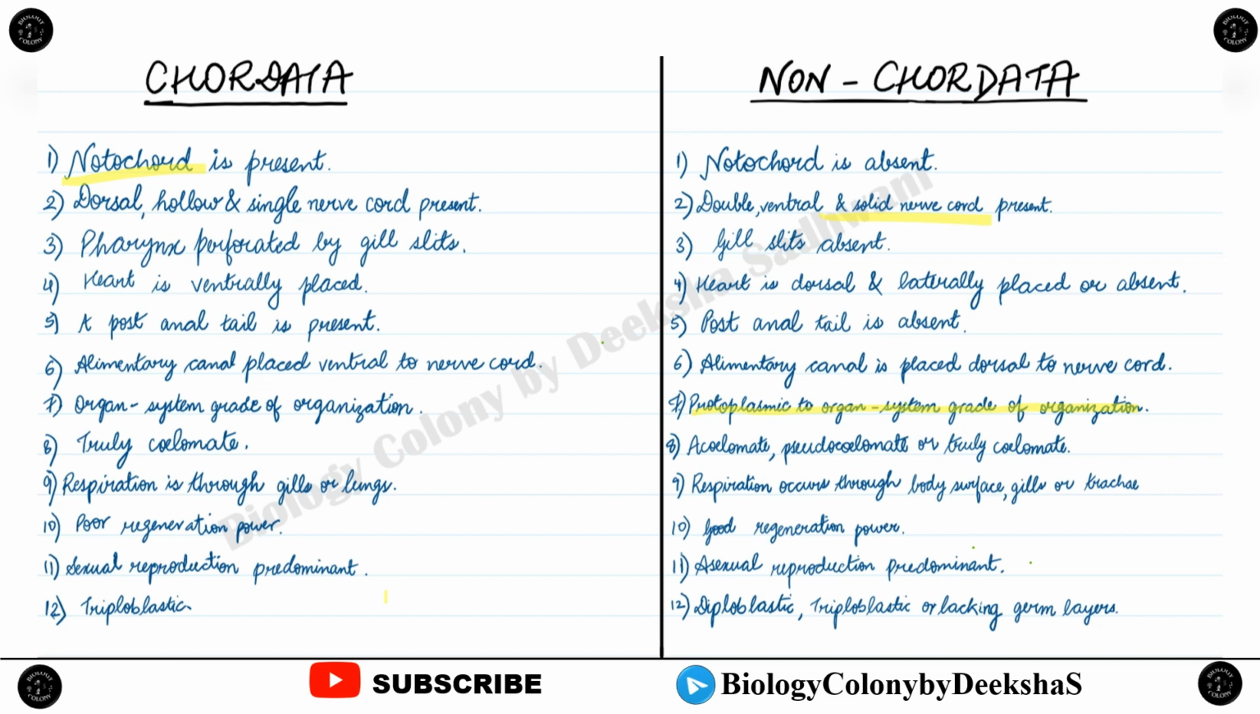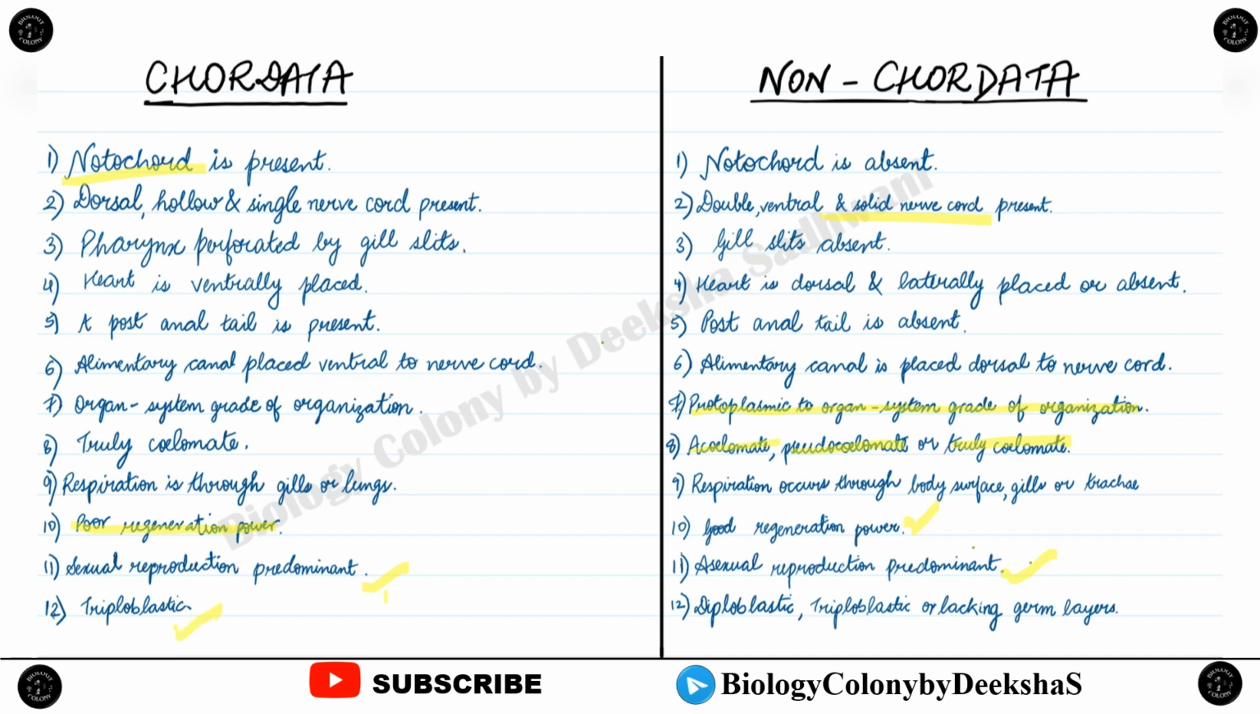Chordates are truly coelomate, while non-chordates can be acoelomate, pseudocoelomate, or truly coelomate. In chordates, respiration is through gills or lungs, while in non-chordates, respiration occurs through body surface or gills or tracheae. Chordates have poor regeneration power, while non-chordates have good regeneration power. Sexual reproduction is predominant in chordates, while asexual reproduction is predominant in non-chordates.